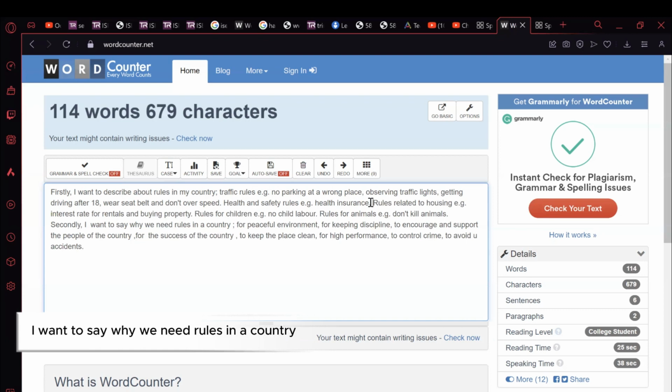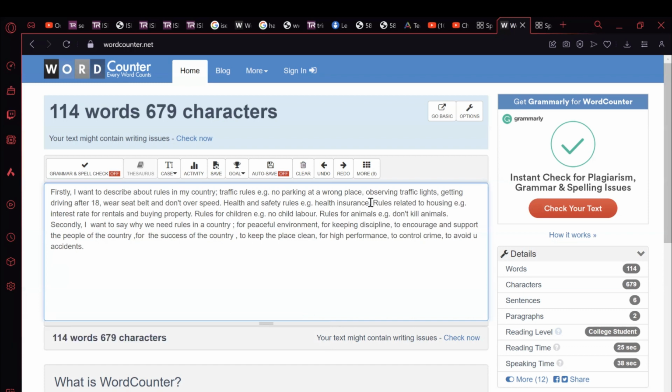Secondly, I want to say why we need rules in a country: for a peaceful environment, for keeping discipline, to encourage and support the people of the country, for the success of the country, to keep the place clean, for high performance, to control crime, to avoid accidents.